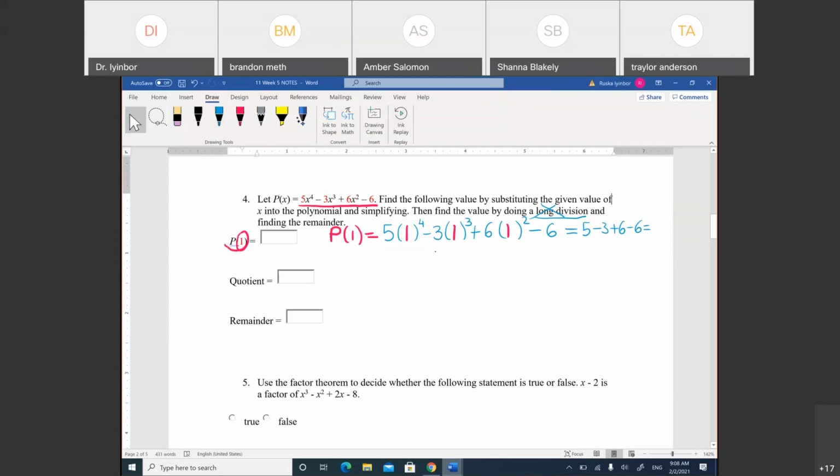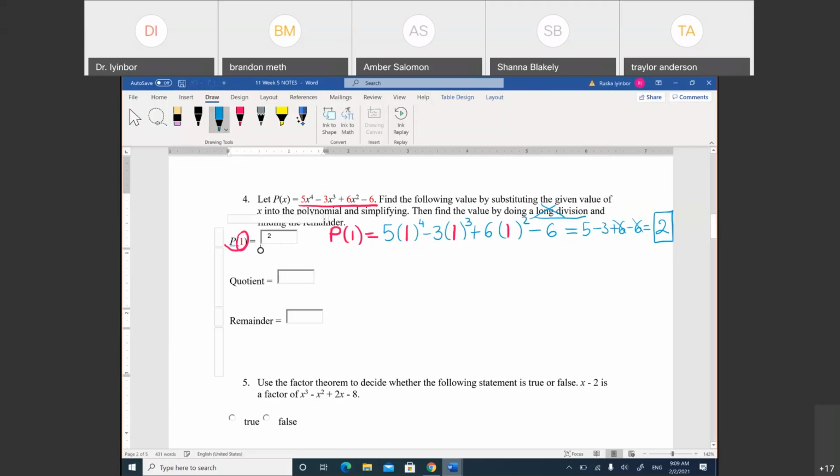3 times 1 is 3. 5 times 1 is 5, right? So all this 1 with exponent doesn't matter technically. Okay, 6 minus 6 cancel. 5 minus 3, the answer is 2. Everybody see that? So when I plug in the number for x, the answer is 2. Okay? And then you're going to find the quotient and the remainder the same way we did with synthetic division.